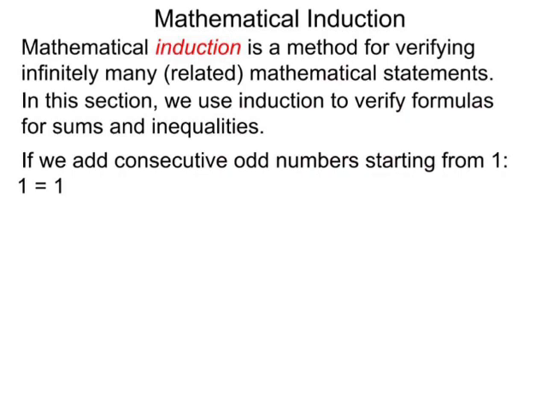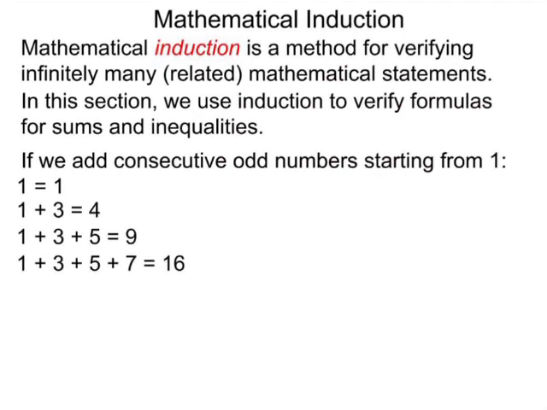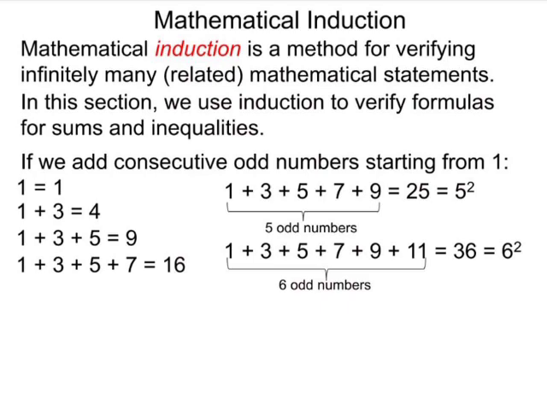So, if we add consecutive odd numbers starting from 1, so yan, makikita natin 1 is equal to 1, 1 plus 3 is equal to 4, 1 plus 3 plus 5 is equal to 9. So, pag-add lang natin yung mga odd numbers. And 1 plus 3 plus 5 plus 7 is equal to 16. So, ayan, 1 plus 3 plus 5 plus 7 plus 9 is equal to 25. So, meron tayong 5 na odd numbers dyan. And ang equal niya is 25. And ang 25 is equal din siya sa 5 squared.